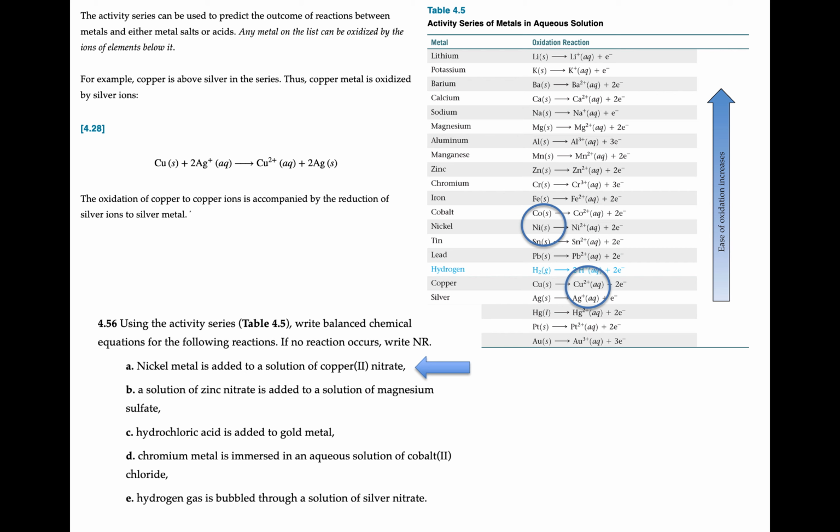Here's an end of chapter question. This is an example where we have different scenarios listed. What would happen if nickel metal is added to a solution of copper nitrate? I see the nickel solid is above the ion in terms of ease of oxidation, so I think the nickel solid will dissolve and give me nickel 2+ as it becomes oxidized. The copper 2+ is reduced as copper solid is formed. There's a question involving hydrochloric acid because H+ is listed on the activity series, and one involving hydrogen gas, which is H2, because H2 is listed on the series.